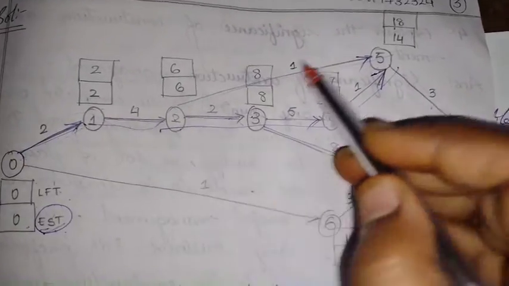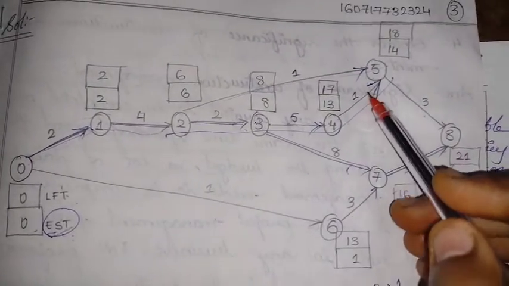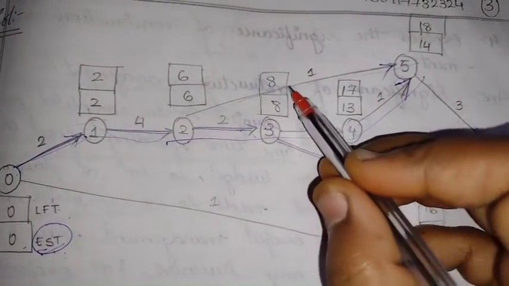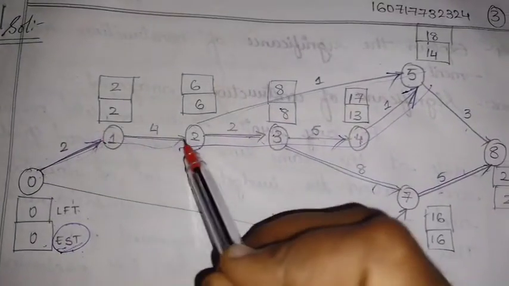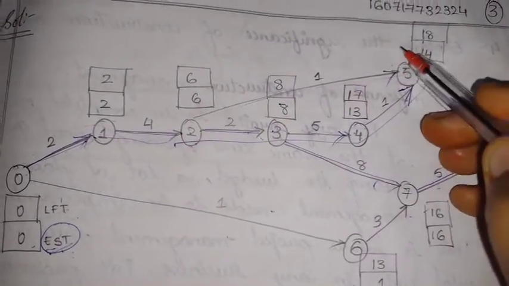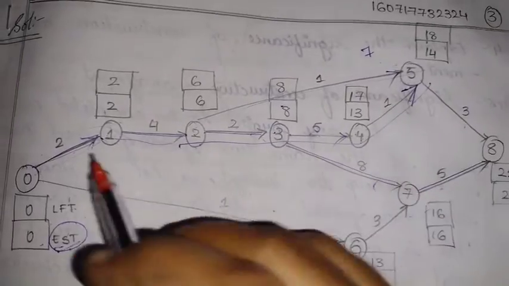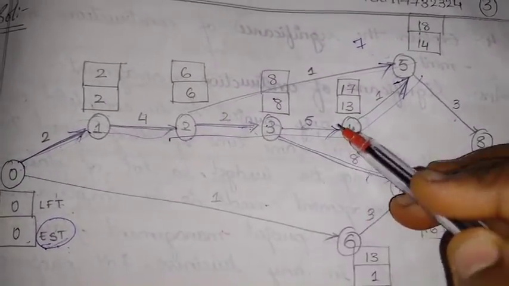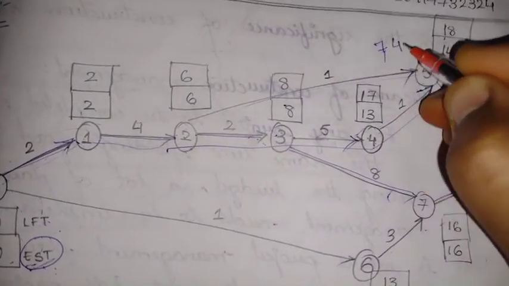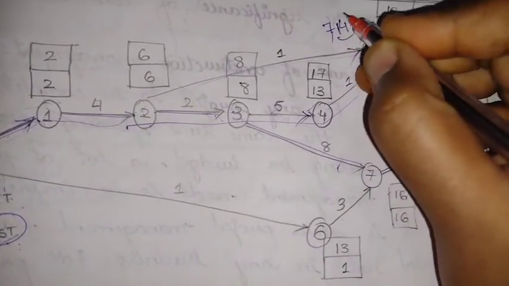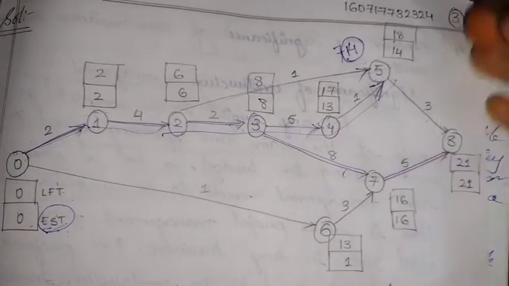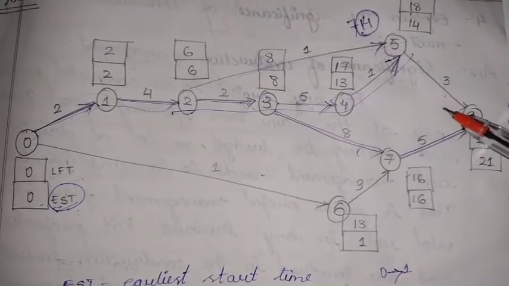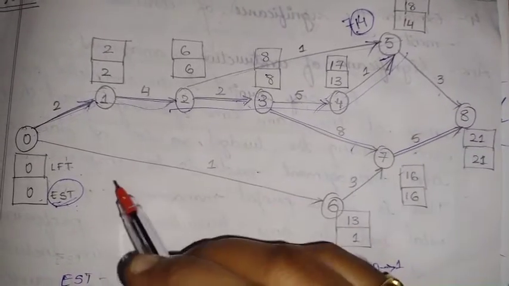We can go in this way, or we can go in this way. Whatever the maximum one would be there, we have to take that. Here it is 8. So here, 2 plus 4, 6 plus 1, it will be 7. Or it can be 2 plus 4, 6 plus 2, 8, 8 plus 5, 13 plus 1, 14. But for EST, you would be taking the maximum one. Remember, for EST we will be taking the maximum one. That would be 14. And LFT will be taking the minimum one.